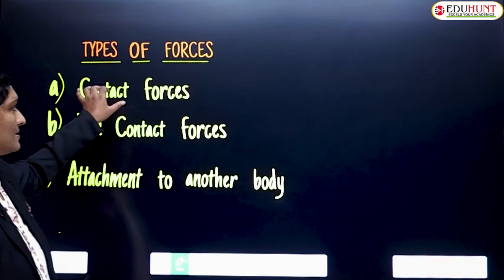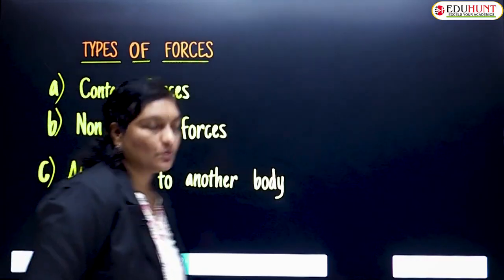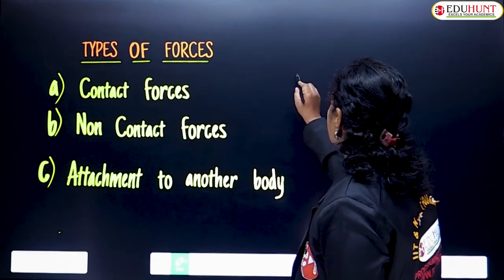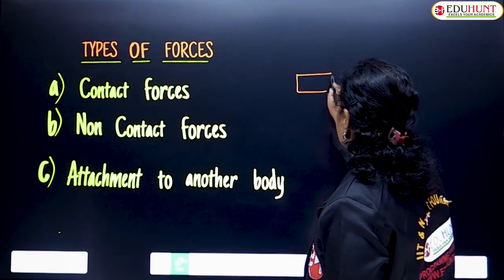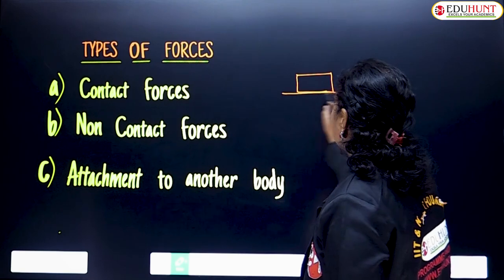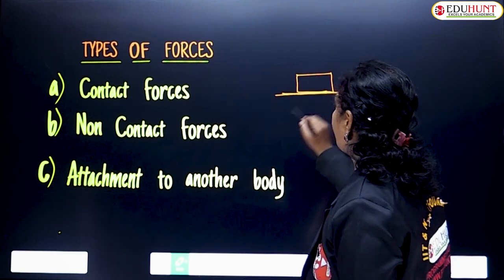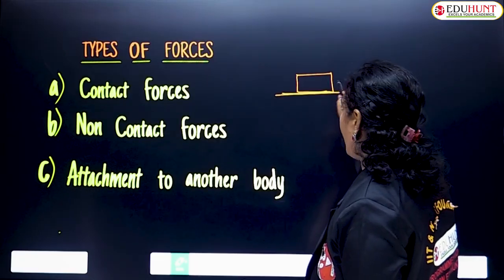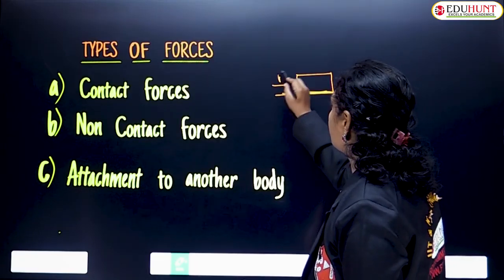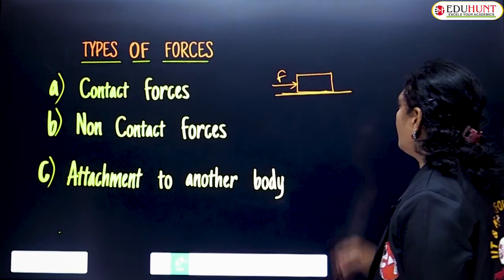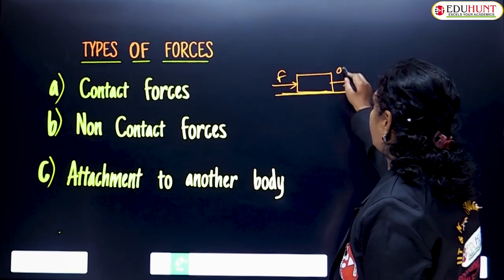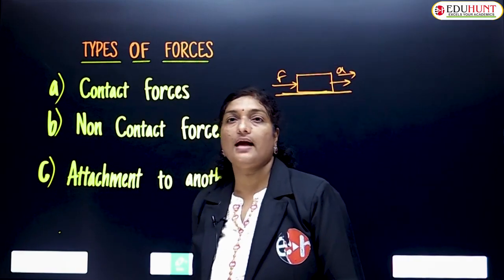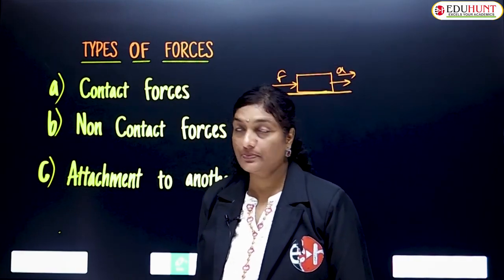In order to understand the contact forces, we need to consider a small basic example. If you consider an object which is lying on some horizontal surface, and a force is applied on it directly, the body will be set into acceleration and starts moving. So this is an example of a contact force.